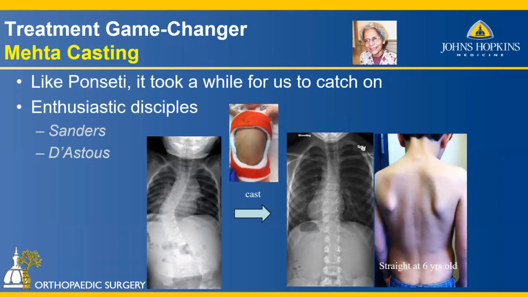Metacasting has really been a game changer. Just like Ponseti casting for clubfoot, it took a while to catch on, but some enthusiastic proponents like Jim Sanders and Jacques Dastu have shown that this can be done. It can produce amazing and very satisfying results. And we all enjoy operating, but it's even more satisfying to see something like this. This kid had a curve that seems like it would not get worse on its own, or better on its own. So metacasting left him with a straight spine. You can see a little bit of rotation, but certainly a lot better.